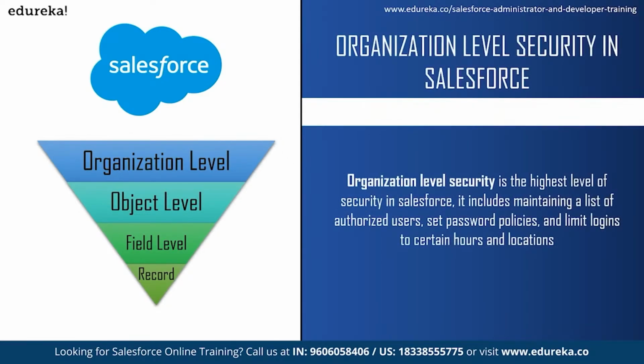Organization level security is the highest level of security in Salesforce. It includes maintaining a list of authorized users, setting password policies, and limiting logins to certain hours and locations. Basically, the organization level security lets you decide when and from where your users can access the system. It secures the data from any unauthorized users. Some of the important security features in this level include restriction of IP addresses, password policies, and login access. Let us understand this one by one.